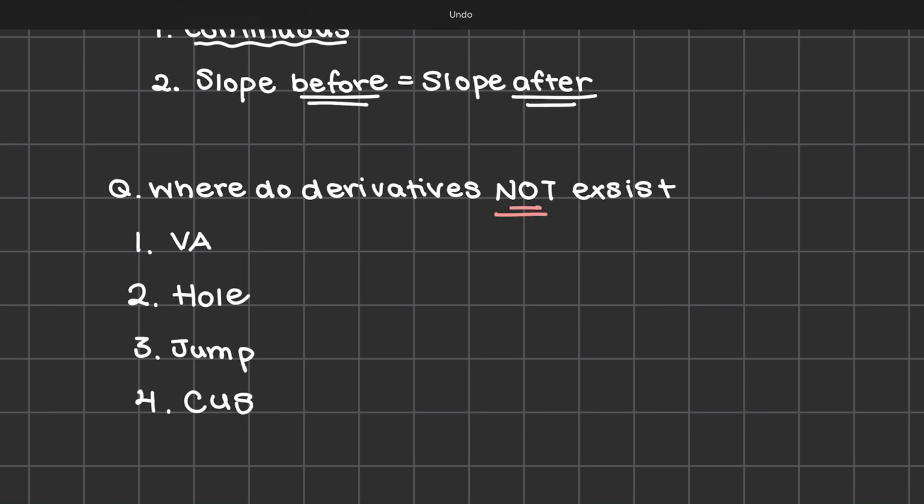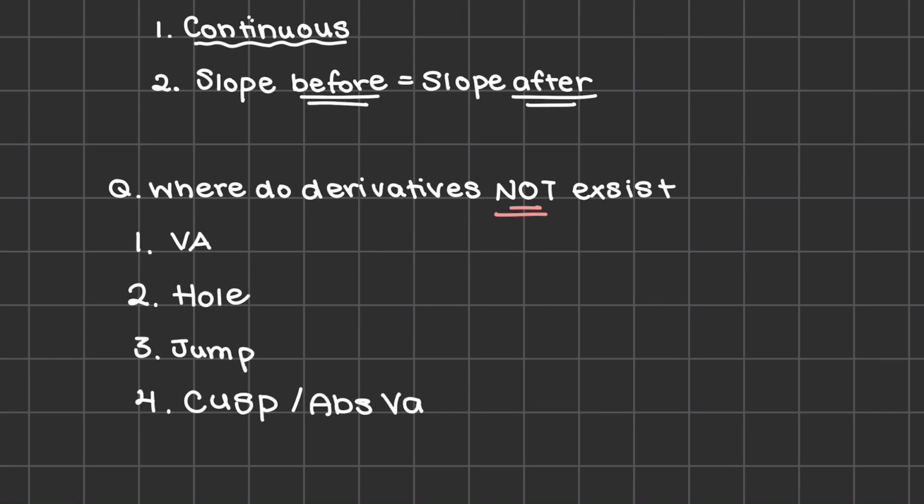And mainly, cusps are seen when there is an absolute value, because that's just how it works. What's the fifth exception? Now, the fifth exception is going to be something similar, but not as much. It's going to be what we call a corner. Now, a corner is similar to a cusp, but not a cusp, and that's going to be when you have something like this. This is a corner.